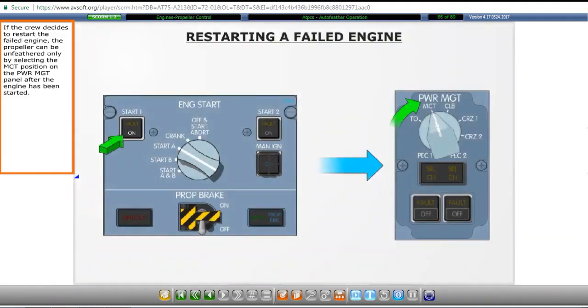If the crew decides to restart the failed engine, the propeller can be unfeathered only by selecting the MCT position on the power management panel after the engine has been started.